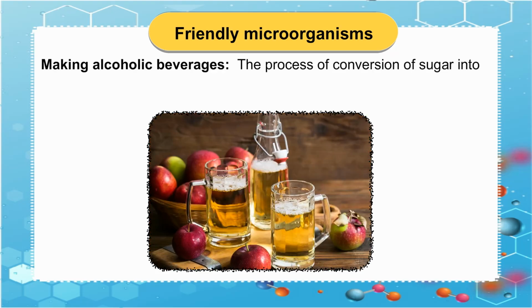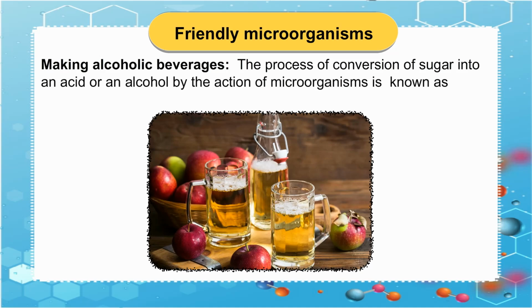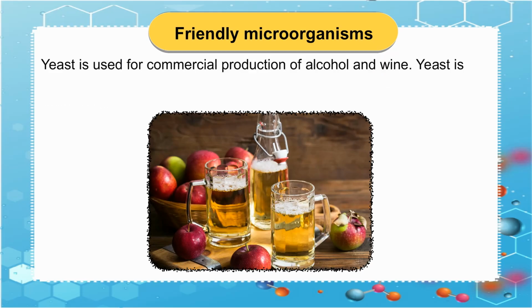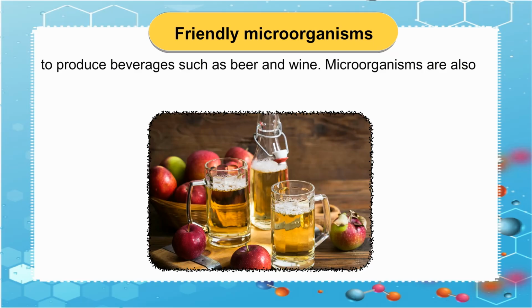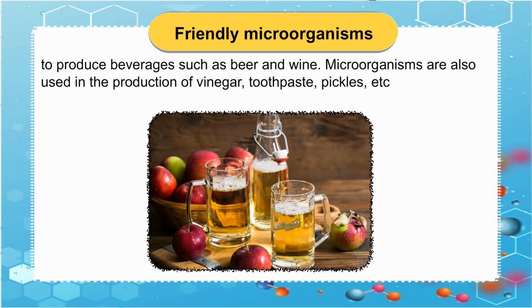Making alcoholic beverages. The process of conversion of sugar into an acid or an alcohol by the action of microorganisms is known as fermentation. Yeast is used for commercial production of alcohol and wine. Yeast is added to grains like barley, grapes, rice, wheat, etc. to produce beverages such as beer and wine. Microorganisms are also used in the production of vinegar, toothpaste, pickles, etc.